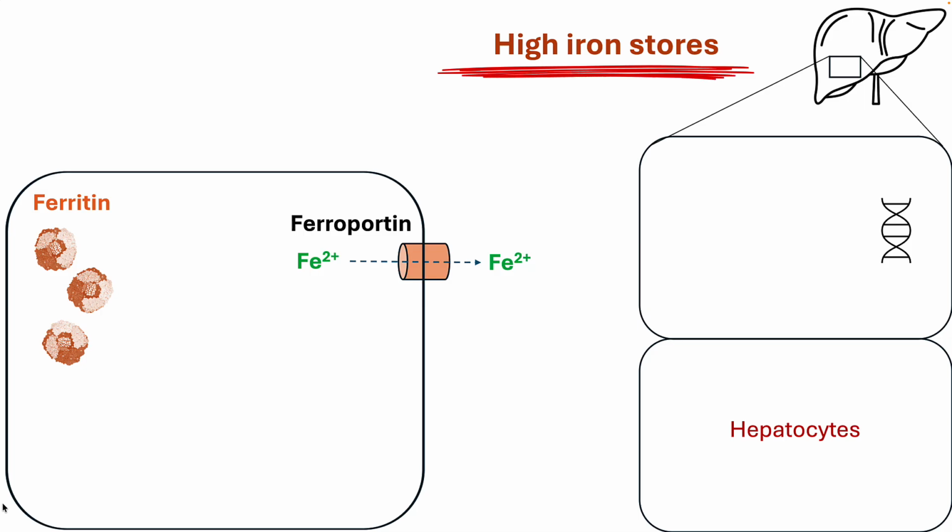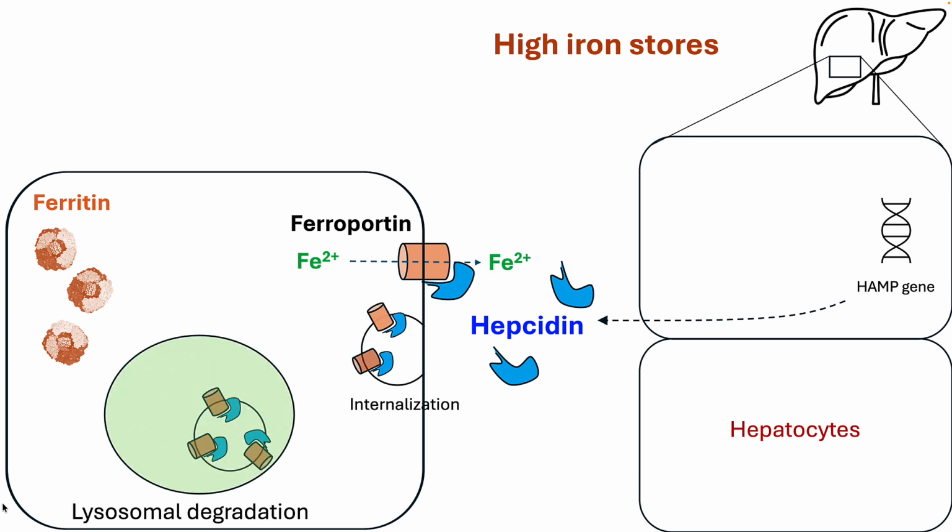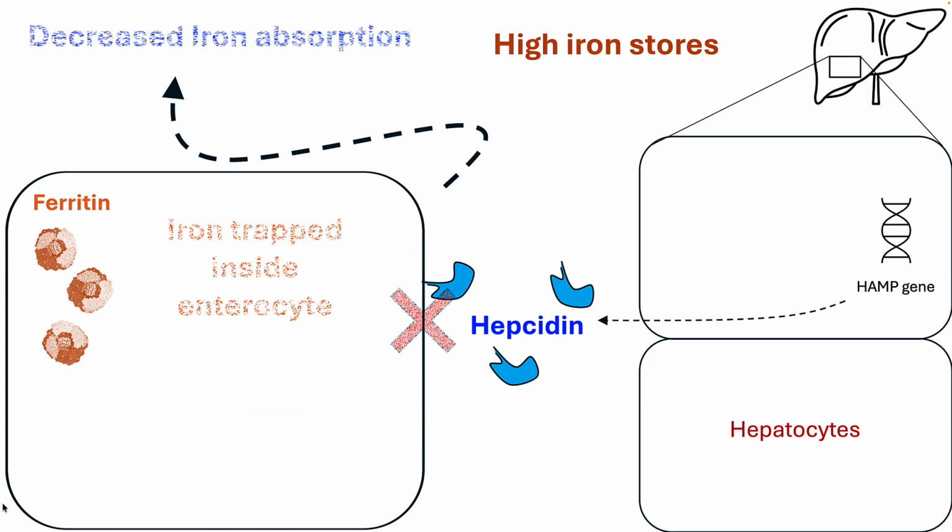If the systemic iron stores are high, hepatocytes release hepcidin into the blood. Hepcidin works by directly binding to ferroportin, inducing its internalization and degradation by the lysosomes. Since ferroportin is the only way out of the cell into the bloodstream, the iron is trapped inside the enterocytes. So absorption can happen on the luminal side, but the iron cannot enter the bloodstream.